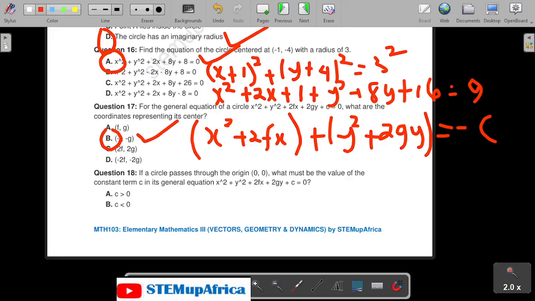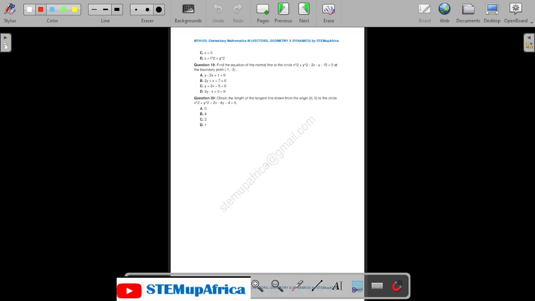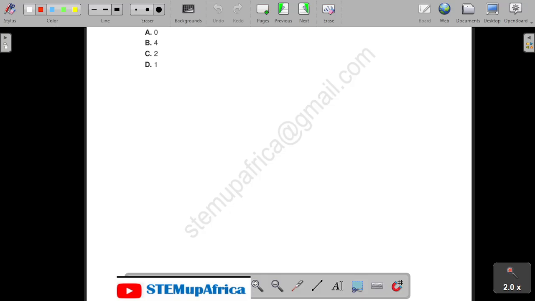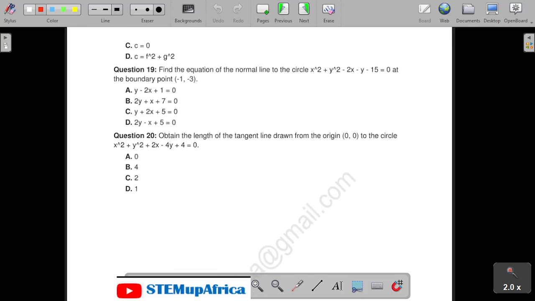Option B. If the circle passes through the origin, what value must the constant c satisfy? Passing through the origin means x and y are 0, so c will be what? C will be 0. C is 0.